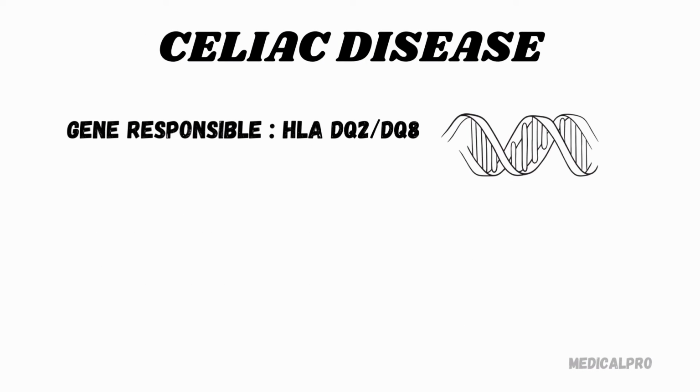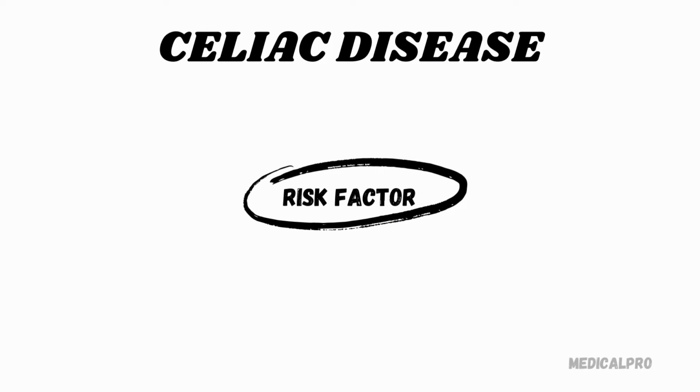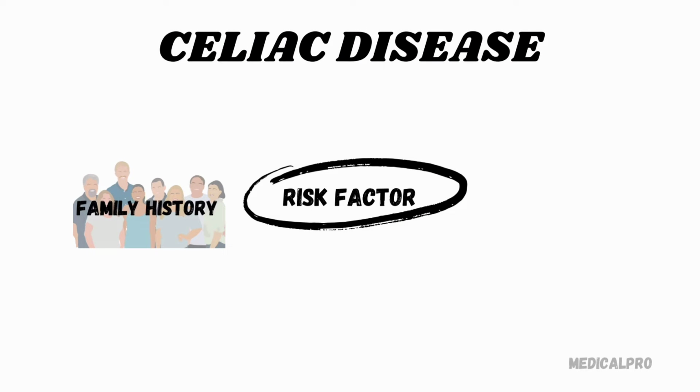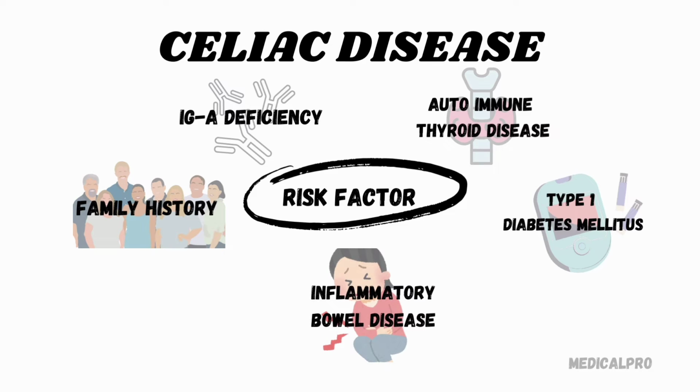The genes responsible for the celiac disease are HLA-DQ2, HLA-DQ8, and the antibodies produced are anti-tissue transglutaminase, anti-endomysial antibodies. Looking onto the risk factors, a family history in the first degree relative, IgA deficiency, autoimmune thyroid disease, type 1 diabetes mellitus, and inflammatory bowel disease. All these will have a risk of getting a celiac disease.